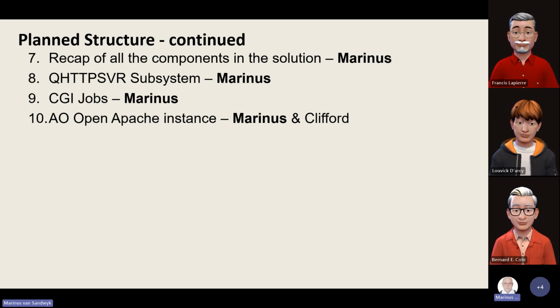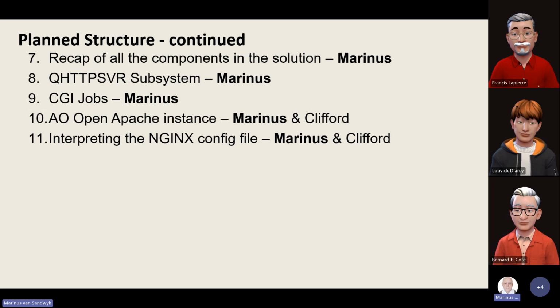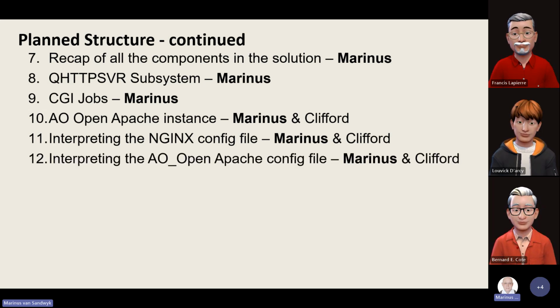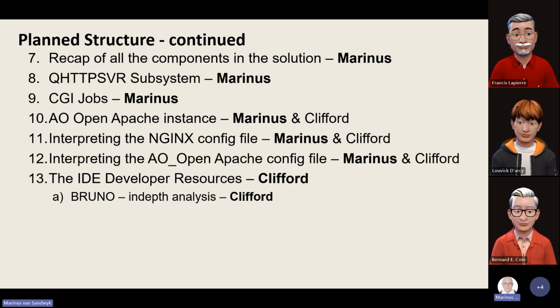And I'll talk about this a little bit later on, but it's very important to recognize the lecturers and what their backgrounds are within the perspective of what it is that we are talking about. Then we will look at the Nginx config file. We will look at the AO Open Apache config file, because it's very important to understand how all of these components communicate with each other.